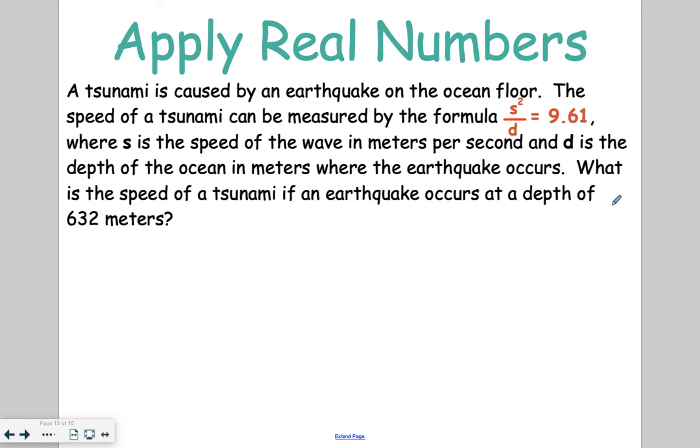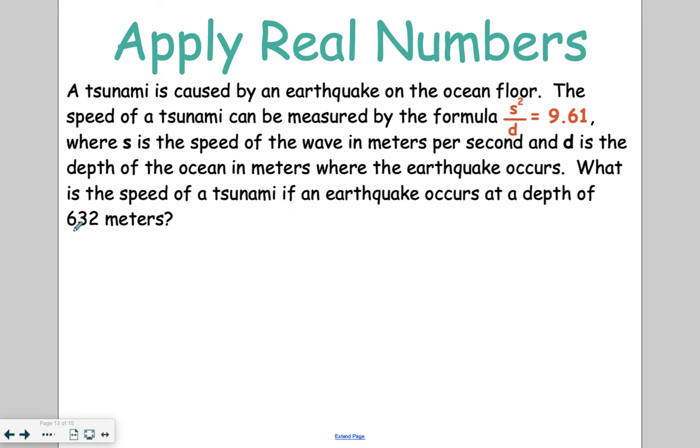So we have that a tsunami is caused by an earthquake on the ocean floor. The speed of a tsunami can be measured by the formula s squared over d is equal to 9.61, where s is the speed of the wave in meters per second, and d is the depth of the ocean in meters where the earthquake occurs. What is the speed of the tsunami if an earthquake occurs at a depth of 632 meters?